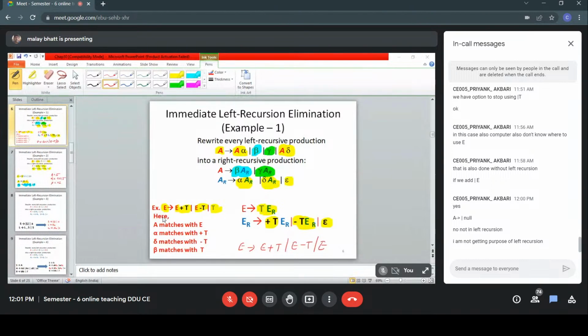Okay, the purpose of eliminating the left recursion is so that we don't have an infinite loop. We have clear-cut rules so that we have determinism. We can have only one rule and we'll never go into an infinite loop.